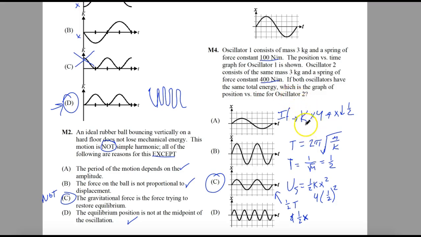So if I know that k is 4 times as much and my x is half as much, my stretch is half as much, then I can say, well, T is going to be 2 pi times the square root of m over k.